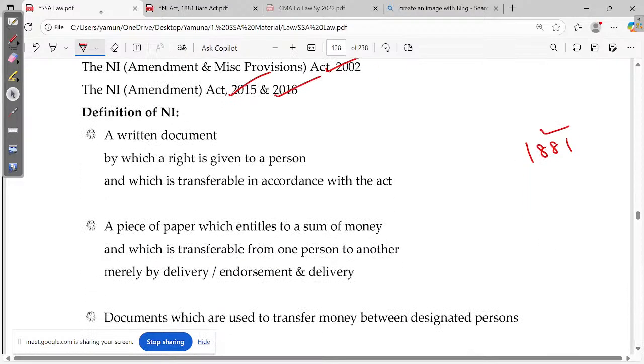Then you go for what do you mean by negotiable instrument? It's a colloquial definition. Actually, there is no legal definition for negotiable instrument. It's a written document in which a right is given to a person and is transferable. See, the heading itself is negotiable, so transferable means negotiable. Unless it is stated otherwise, everywhere you have to understand transferable as negotiable. You can also call this a piece of paper entitling to a sum of money and transferable from one person to another. How? Merely by delivery, or by endorsement and delivery.